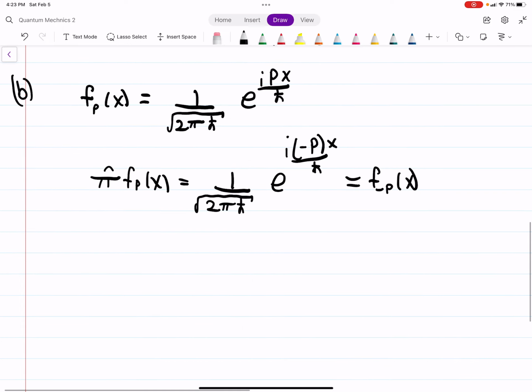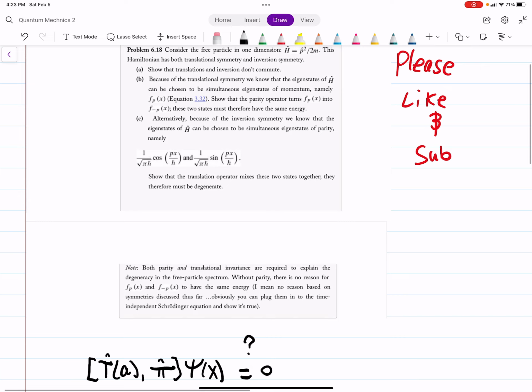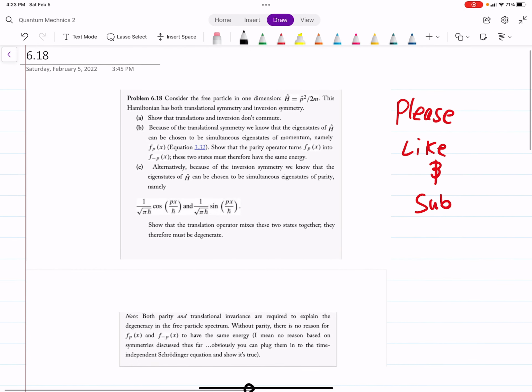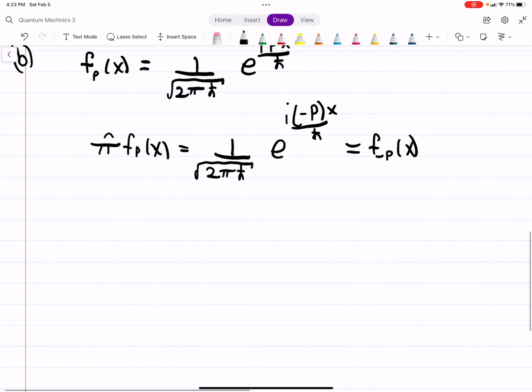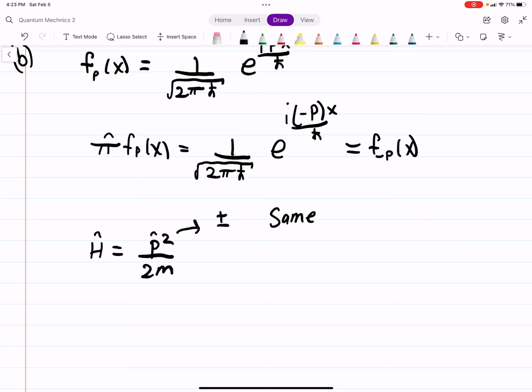And if this is a free particle, it mentions that. It's a free particle in one dimension, so your Hamiltonian then is just equal to p hat squared over 2m. So you see it doesn't really matter if this is plus or minus. You're going to get the same energy. Okay? So I think we showed what they wanted to show there.